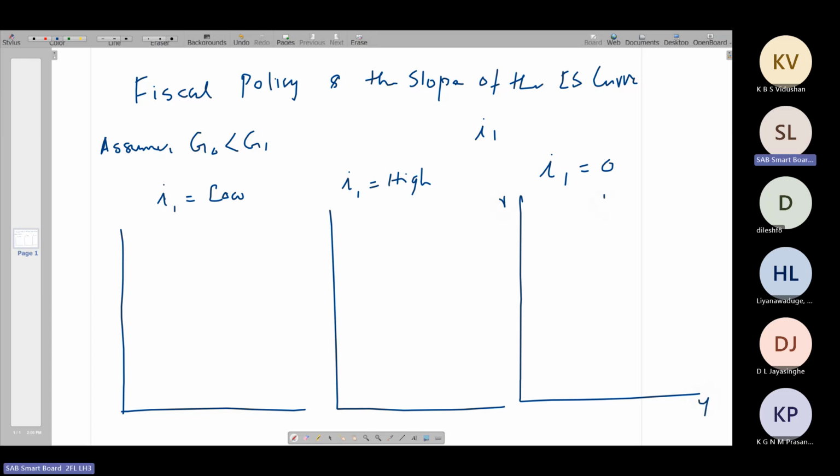I1 low means we have the IS curve, I1 0. I1 high, we have the flatter IS curve. I1 low means steeper IS curve, right?